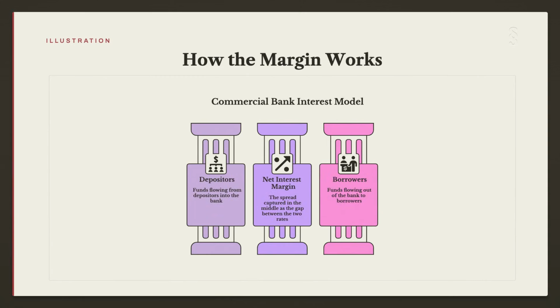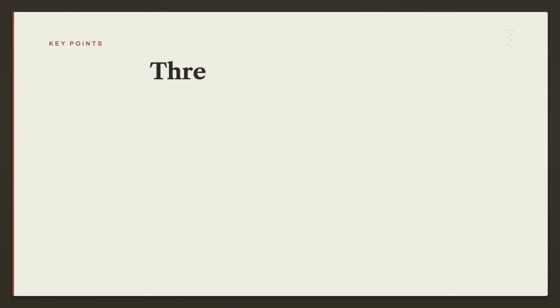Deposits flow in at a low rate, loans flow out at a higher one, and the bank captures the spread in between. This is why deposits are treated as strategically vital, even though they sit on the liability side. Losing deposits means losing the raw material the whole business depends on.